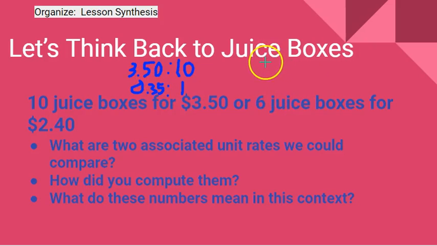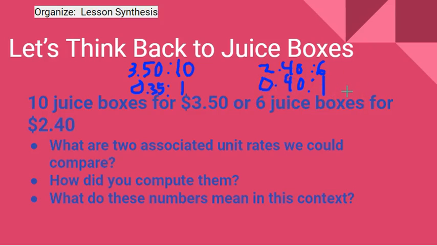Same thing with this one. You've got $2.40 per 6 boxes. What do you need to do? Well, we want to get this down to per box cost, so we take that $2.40 and divide it by 6, and you're going to end up with 40 cents, right? So the better deal here is the 10 boxes, right? But what does this mean, the 40 for the 1?